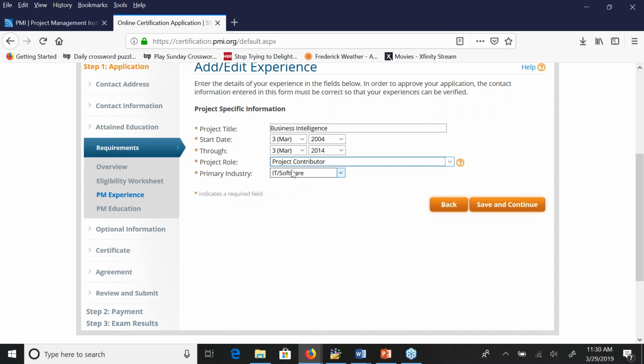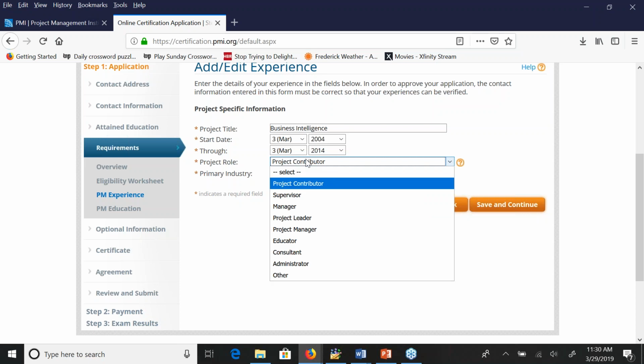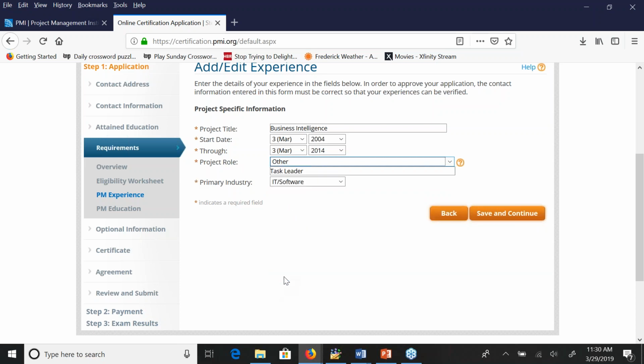Don't pick it. If you're feeling compelled to use project contributor as your selection, let me just stress to you, go to other and make up a title for yourself. The one I chose here was task lead, which smells an awful lot like project contributor. Shh. But the beauty of that is I didn't use that term.